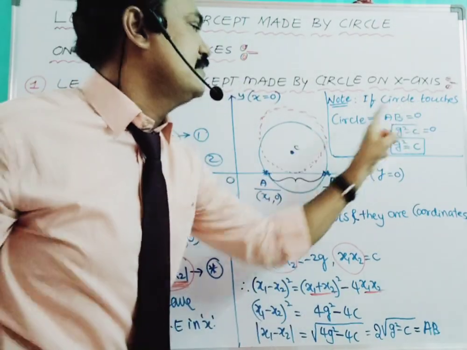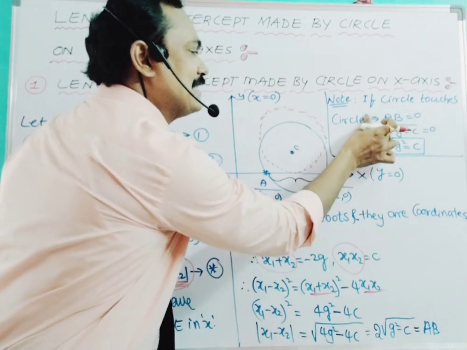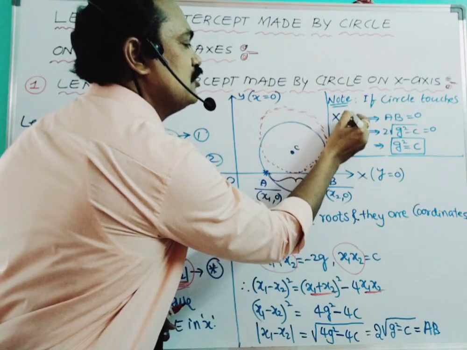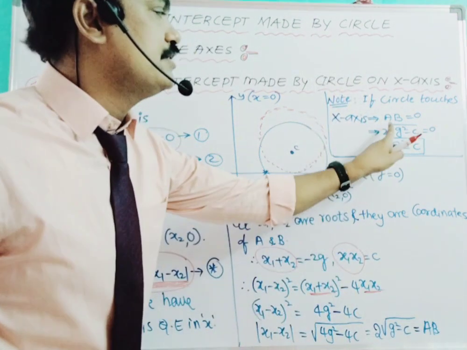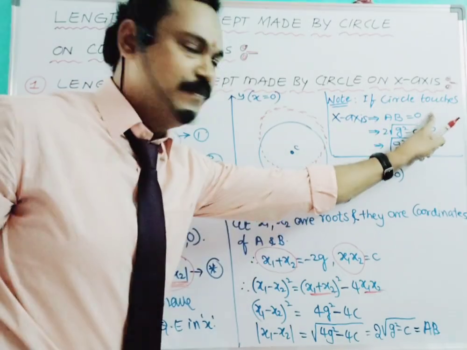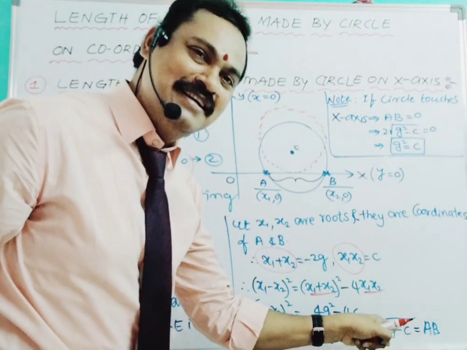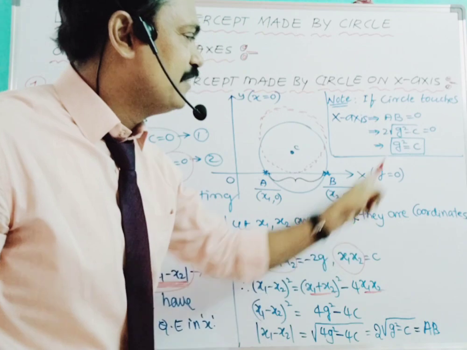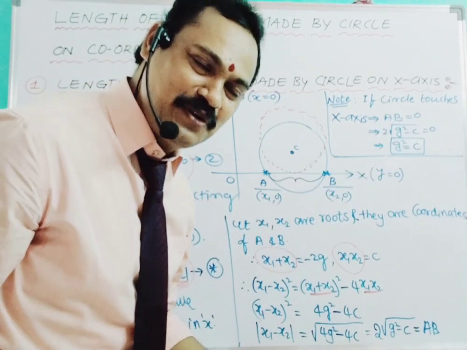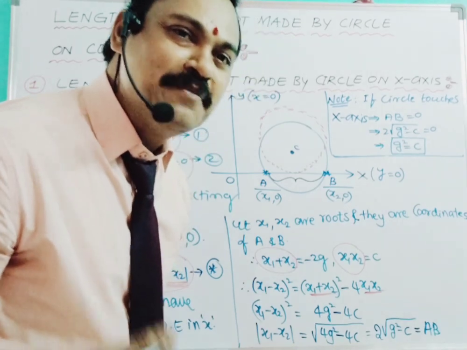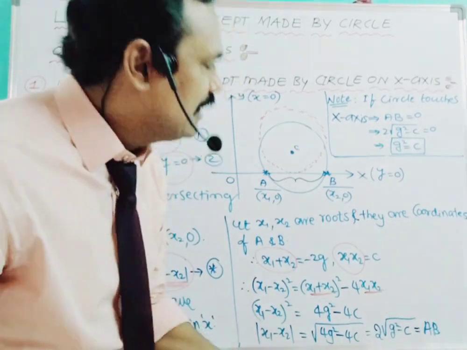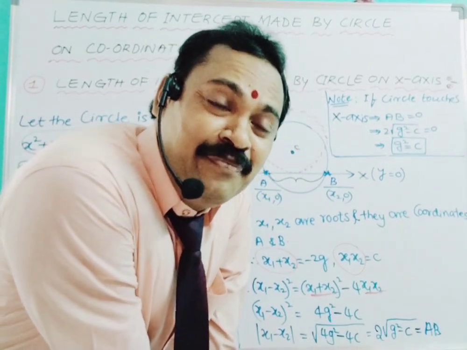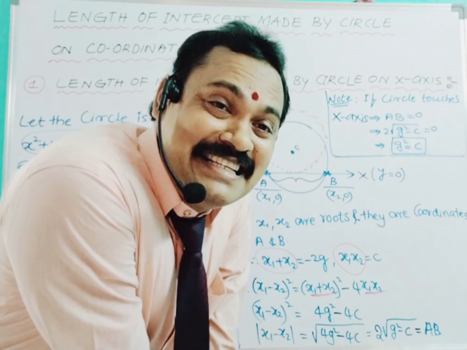If the circle touches x-axis, then there is no intercept. So the intercept value AB should be 0. That AB value is how much? 2 root over g square minus c. That will be 0. 2 is sent outside, it becomes 0. Remains root over g square minus c equals 0. Squaring on both sides, you will get g square minus c equals 0. That will become g square equals c. So g square equals c is the condition when the circle touches x-axis.